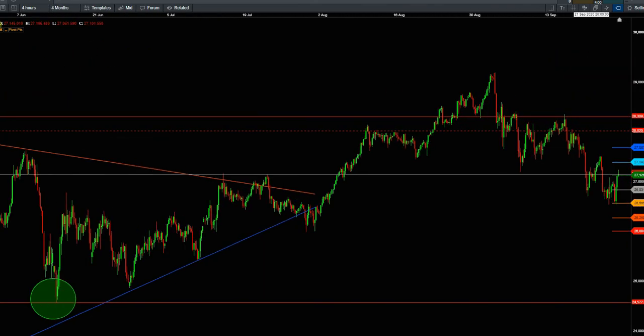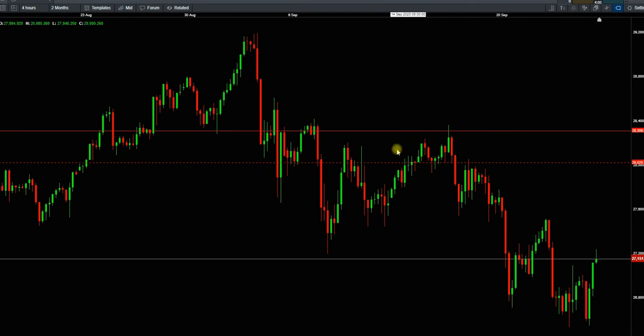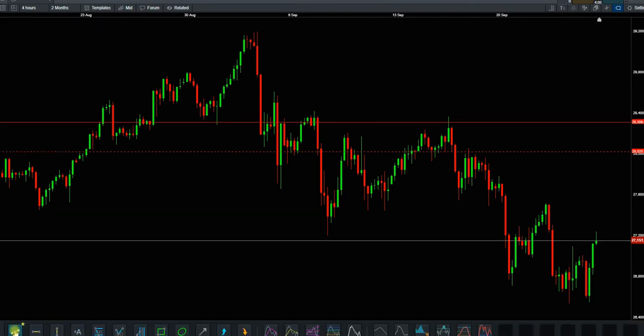Here is the 4 hours chart. If you see this 4 hours, this is very interesting. This is going to be your major trend line, and this is going to be your short-term trend line, which is coming from here, right there.